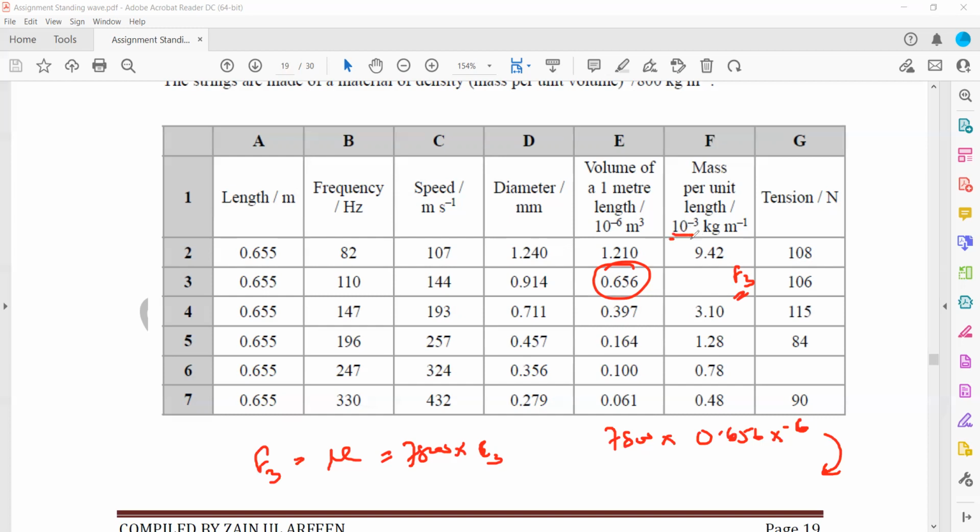Our final answer should be 10 power minus 3. So 7,800 multiplied by 0.656 exponent minus 6 gives 5.12 into 10 to the power minus 3. The minus 3 exponent is already there, so we don't have to write it. We just have to write 5.12.